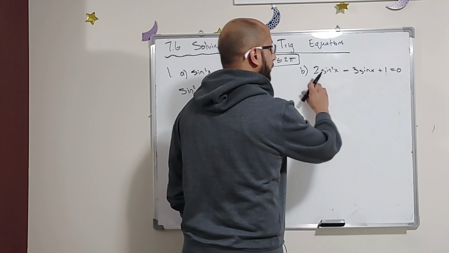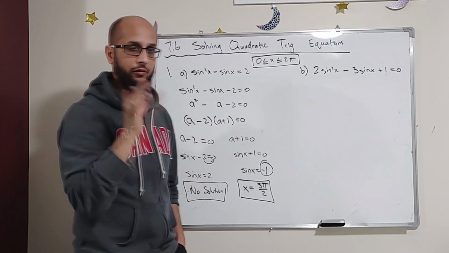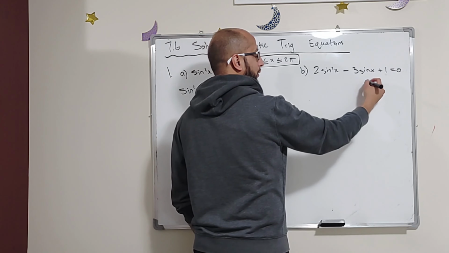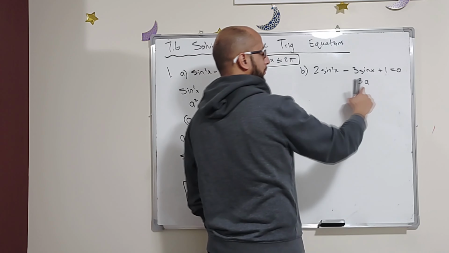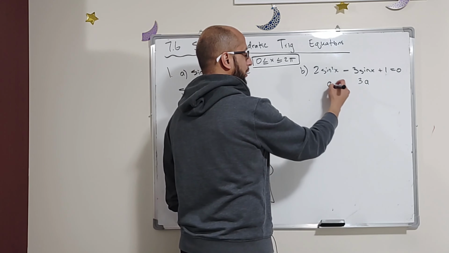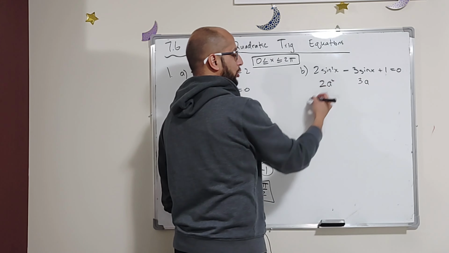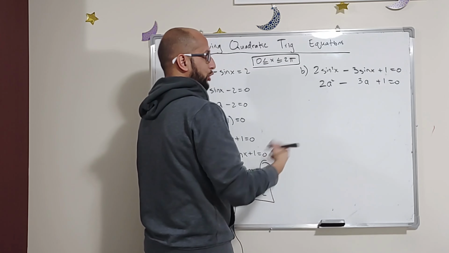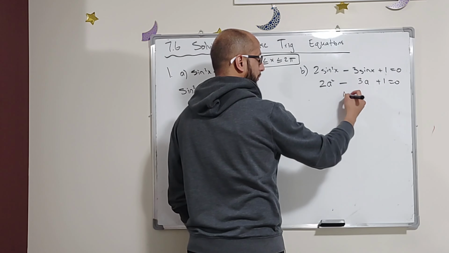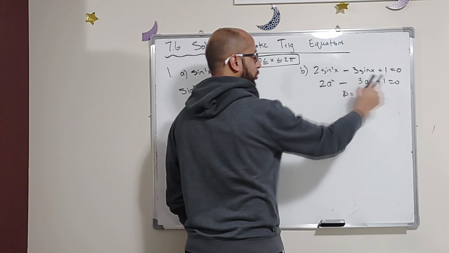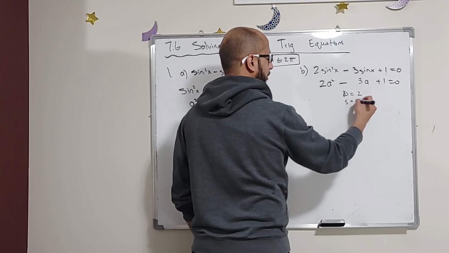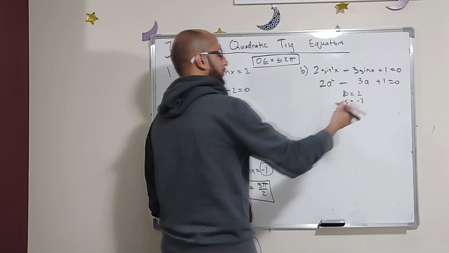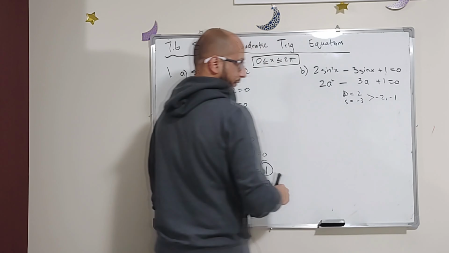Again, for those of you who are not comfortable going straight into factoring using sine and sine squared, we're going to start with sine x is a. So this becomes 3a. Sine squared would be a squared, and 2 sine squared would be 2a squared, minus 3a plus 1 equals 0. Now we have to find two numbers with a product of 2 times 1 and a sum of negative 3. Two numbers that multiply to positive 2 and add up to negative 3 are negative 2 and negative 1.